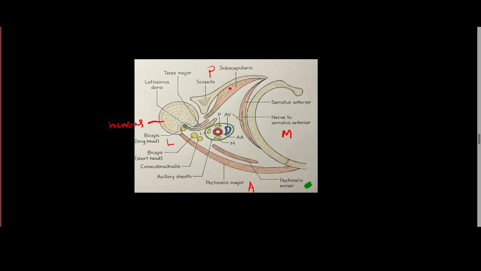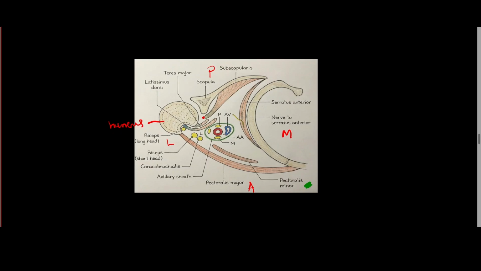The posterior wall, we said, is formed by the subscapularis muscle, the latissimus dorsi, and the teres major muscle. Now the lateral wall, we said, is very narrow, and it's formed by the intertubercular sulcus, the coracobrachialis muscle, and the short head of the biceps. So that's for the walls of the axilla.